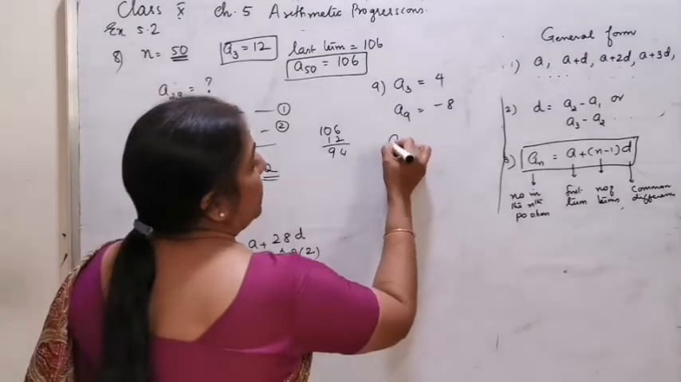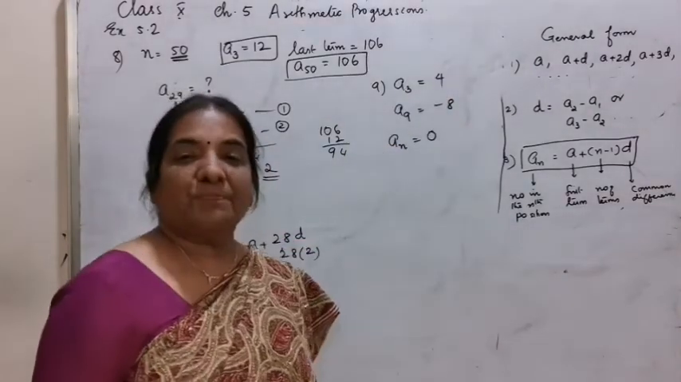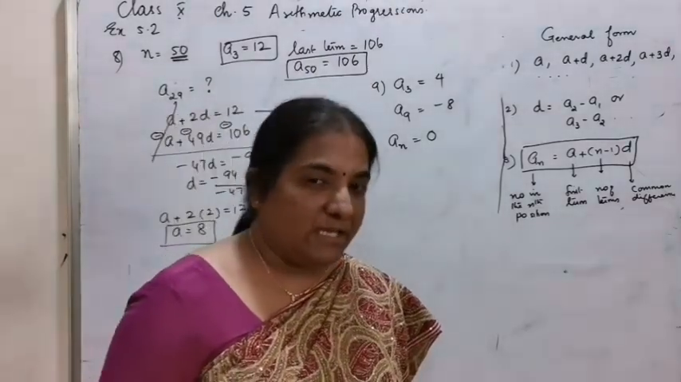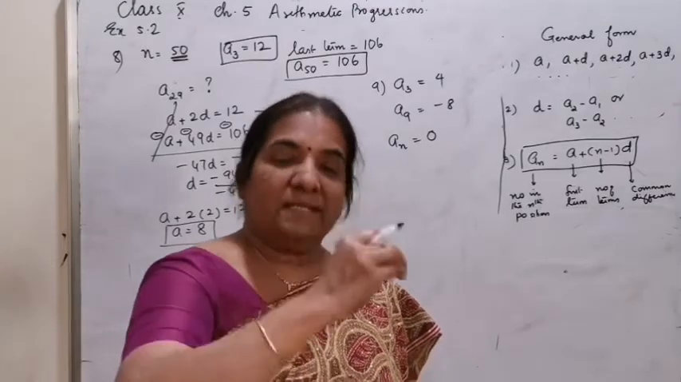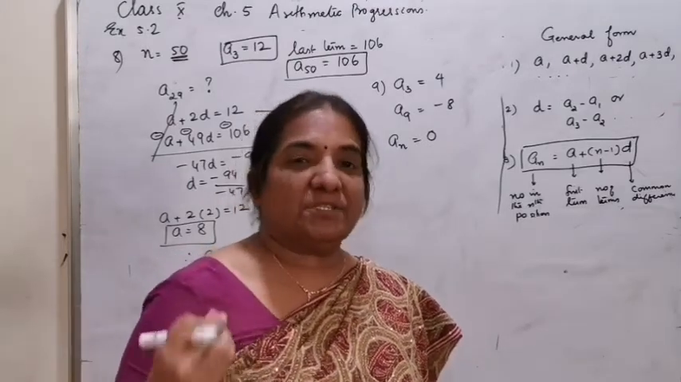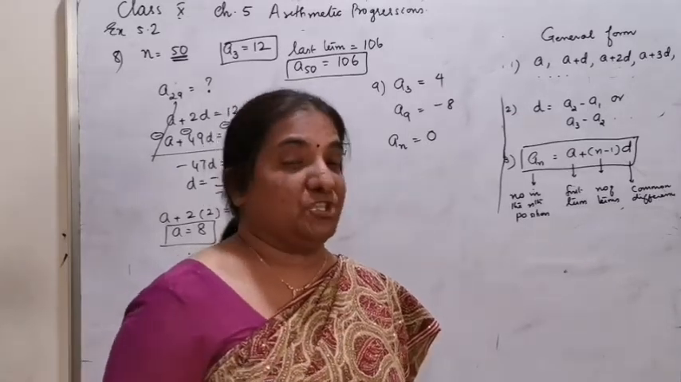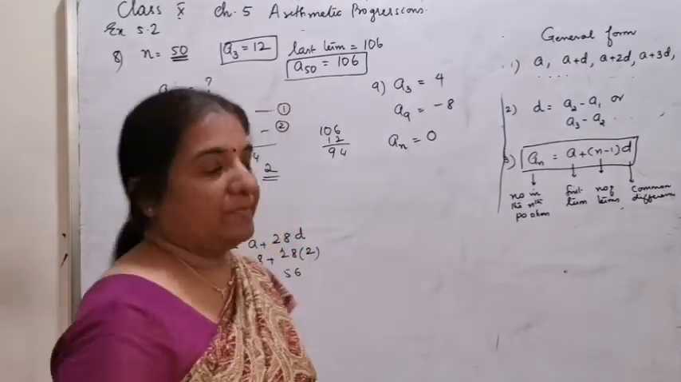Using these two conditions, you are going to get the value of A and the value of D. You can naturally form an AP. They are asking you in that AP which term is 0, or 0 is in which position. Which position is the term 0.